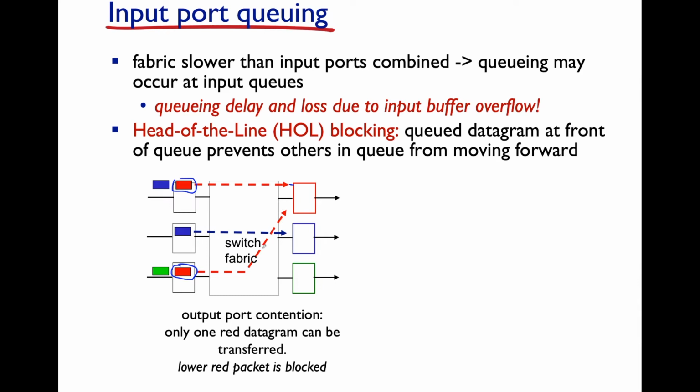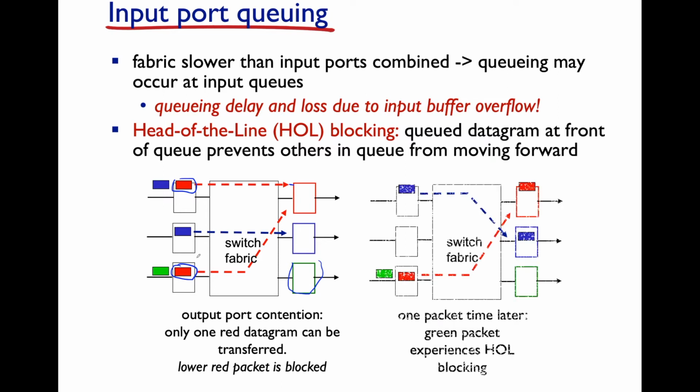And because it's waiting, even if this green output port, that third output port, is free and available, this green datagram that's queuing behind this blocked red datagram in this third input port has to wait because it's not yet at the front of the queue. And this is called head-of-line blocking. And that can lead to slowdowns and therefore a large queuing delay.